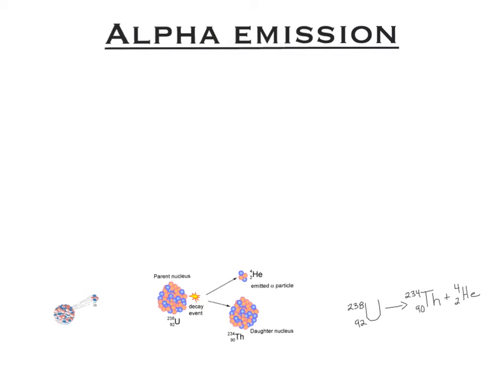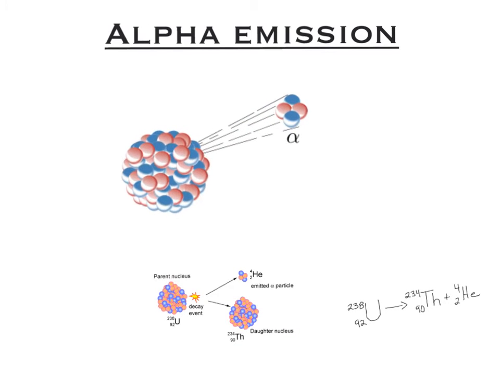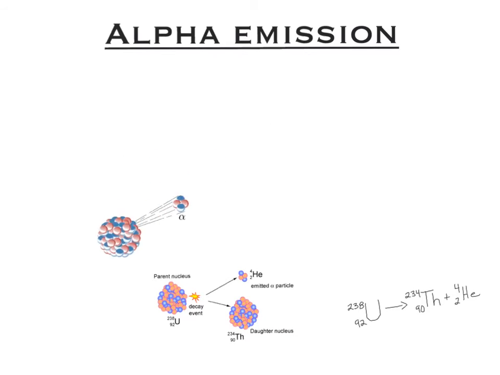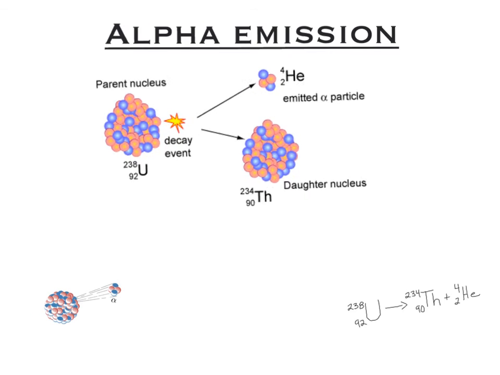So the first type of emission we're going to talk about is an alpha emission. You can see that we have the nucleus of an atom here, and then an alpha particle has been kicked out. Now this alpha particle contains 2 protons and 2 neutrons, and to look at that a little closer, we'll bring up an actual example here.